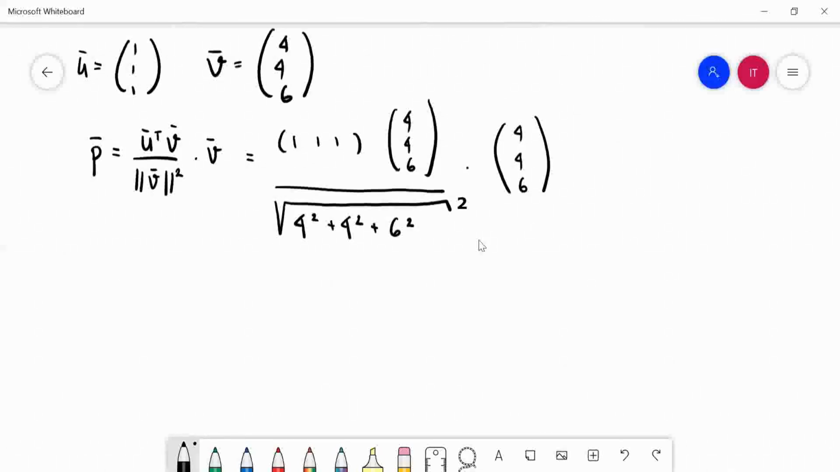in this case, we can just work on the equation: 4 times 4 plus 4 plus 6 is 14. And here 16 plus 16 plus 36 is 68. And then we can just write it down like this. Of course, if you want the exact number, you can just multiply 14 times 4 divided by 68 and so forth.